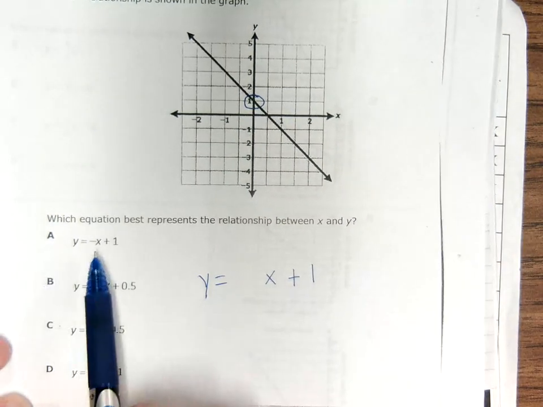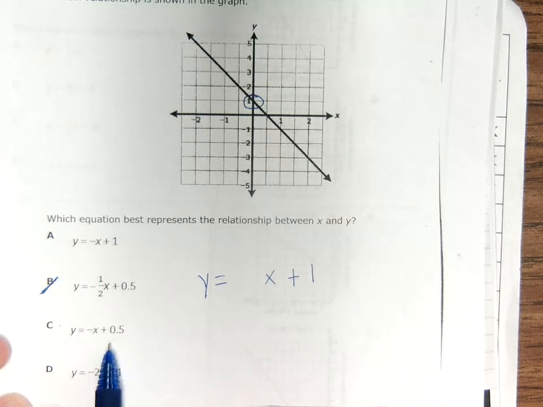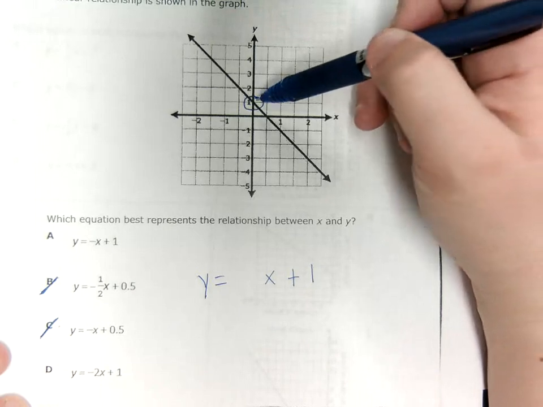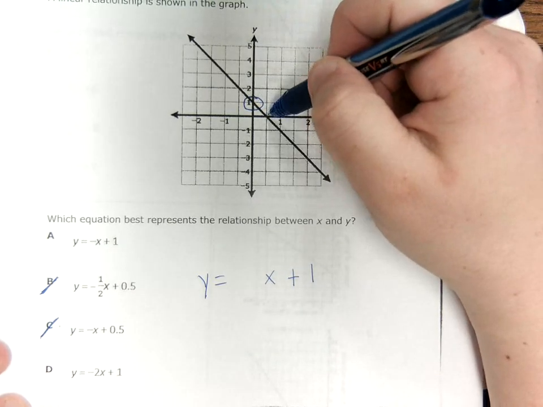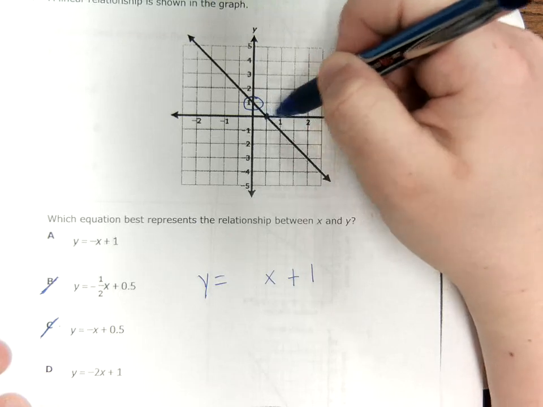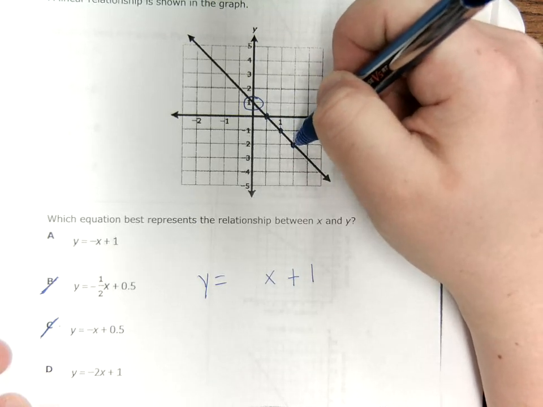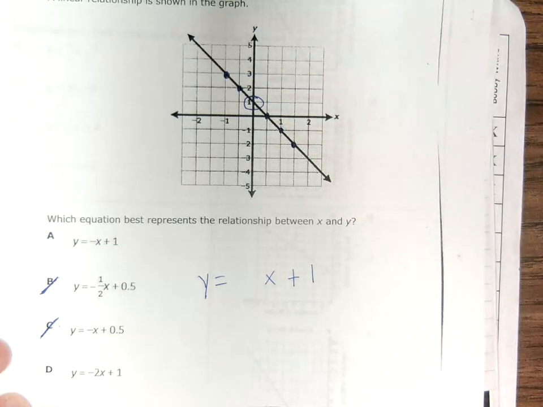So let's see. That one has a +1. That one has a 0.5, so we're going to take that out. That one has a 0.5, so we're going to take that one out. Okay, and then we're going to look for another point. There's a point there. There's a point there. There's a point there. There's a point there. Look at all those points we can go to.